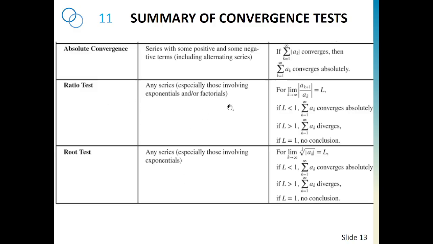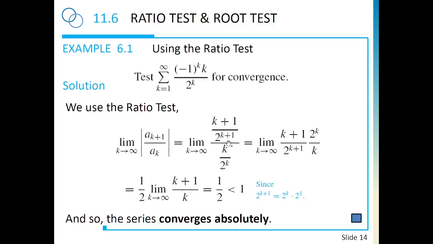Ratio test is useful when we have exponentials, factorials, or a mix of exponentials and factorials, or a mix of exponentials and some polynomials. So the ratio test seems to be a little bit easier to use in certain situations than the root test. Root test, we use it mostly if we have the same power over the entire expression. Then it seems more reasonable to use the root test. So we will see some examples.